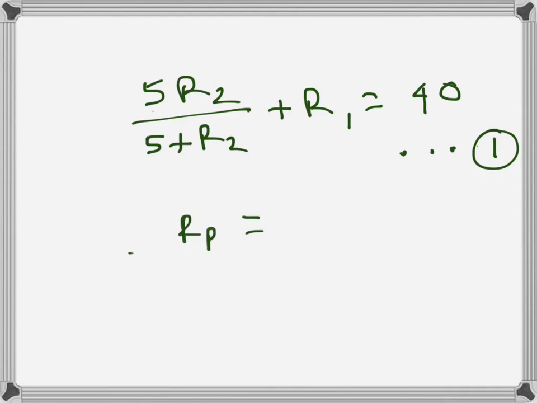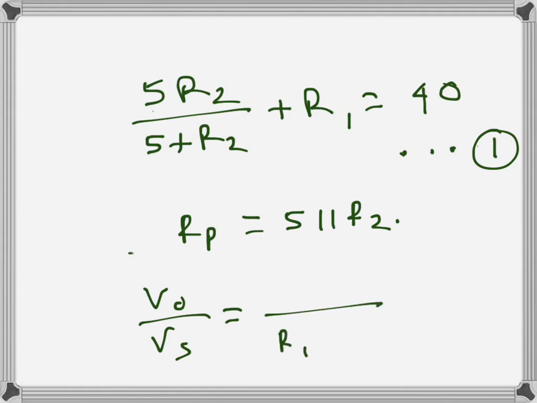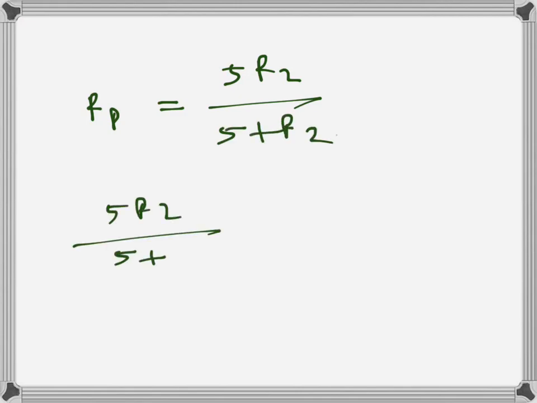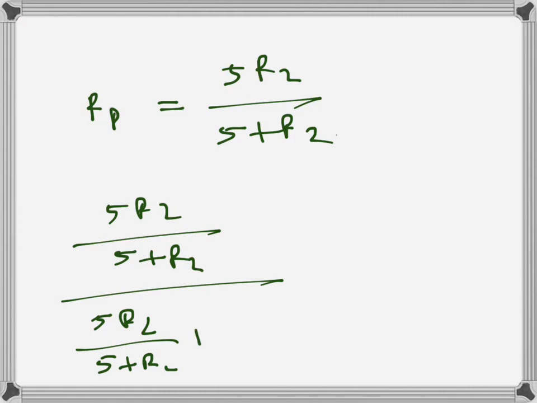Rp, if Rp is parallel of 5 and R2, we can say that V0 over Vs will be, using voltage divider rule, on top it will be Rp, and on the bottom R1 plus Rp. So Rp is, of course, 5 R2 divided by 5 plus R2. So we have 5 R2 divided by 5 plus R2 over 5 R2 divided by 5 plus R2 plus R1, that is equal to 0.05. That is the second criteria.